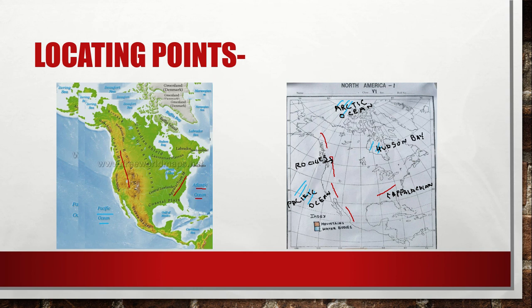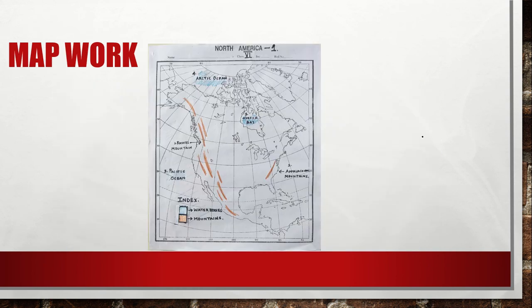After marking the 5 points, we will see it once again: the Rockies Mountain on the western side, the Appalachian Mountain, the Pacific Ocean, the Arctic Ocean and the Hudson Bay. Remember these points you have to do. After that you have to write the index. You have to draw an index and you have to write: the blue color is showing the water bodies, the brown color is showing the mountain. Exactly in this form you have to do the map pointing.